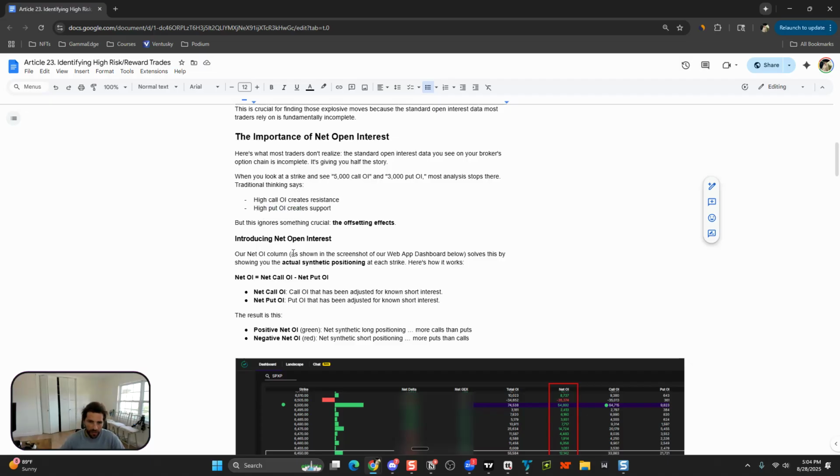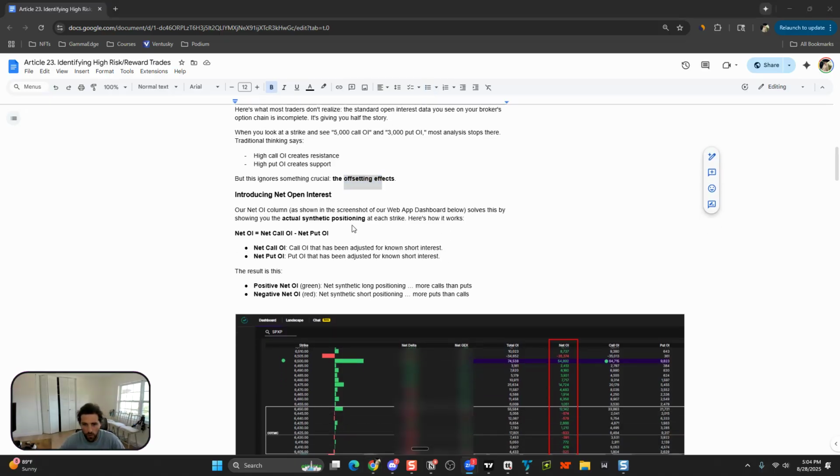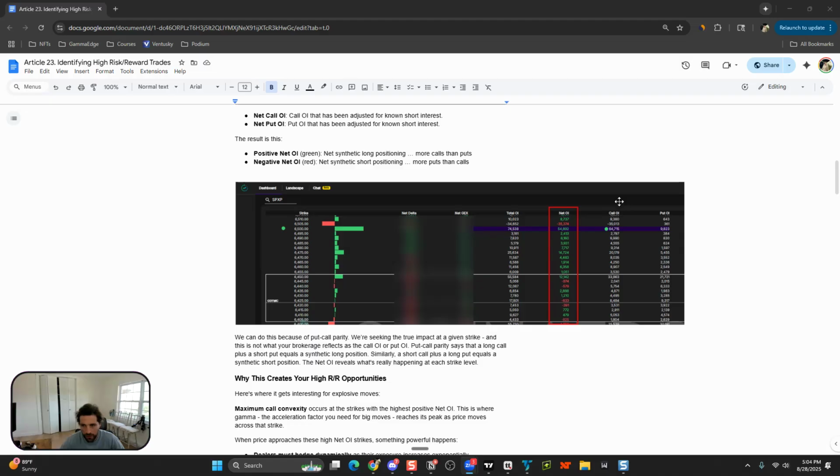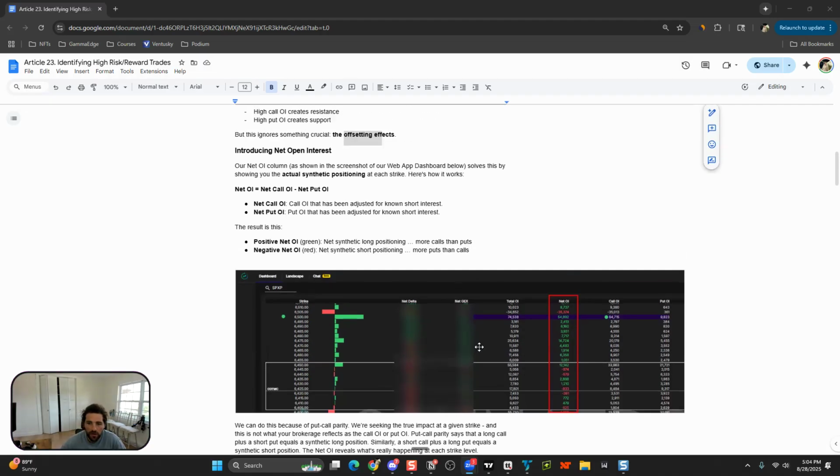But this ignores something critical, which is what we just referred to in this article as the offsetting effects. We in our web app display net open interest. We have call open interest, put open interest, but we also have net open interest, right? And so what this does is this shows you what the actual synthetic positioning at each strike is.